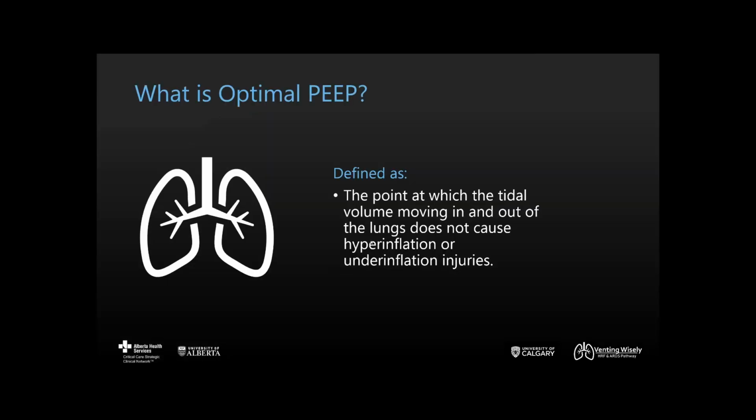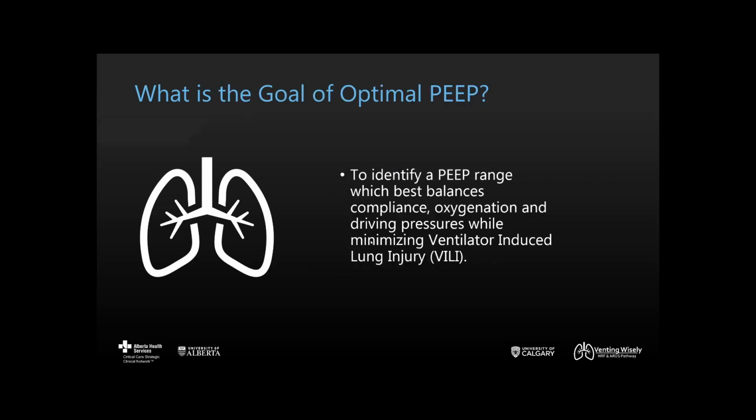But first, let's determine what optimal PEEP is. Optimal PEEP can be anywhere between the upper and lower inflection point on a pressure volume curve. So what is the goal of optimal PEEP? To identify a PEEP range that balances compliance, oxygenation, and driving pressures while minimizing ventilator-induced lung injury.